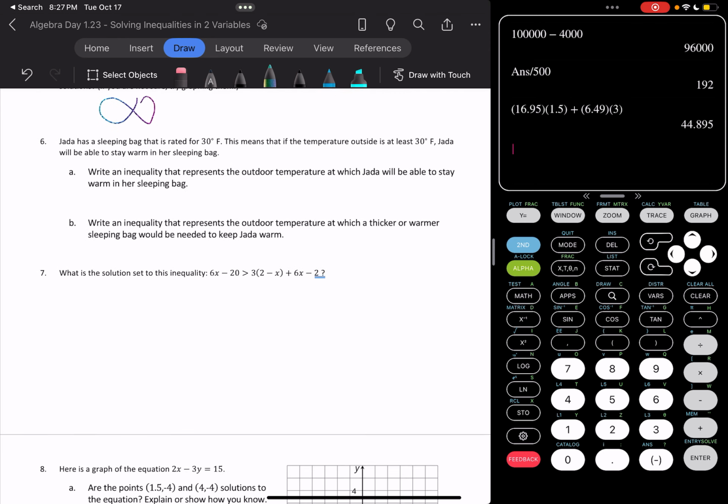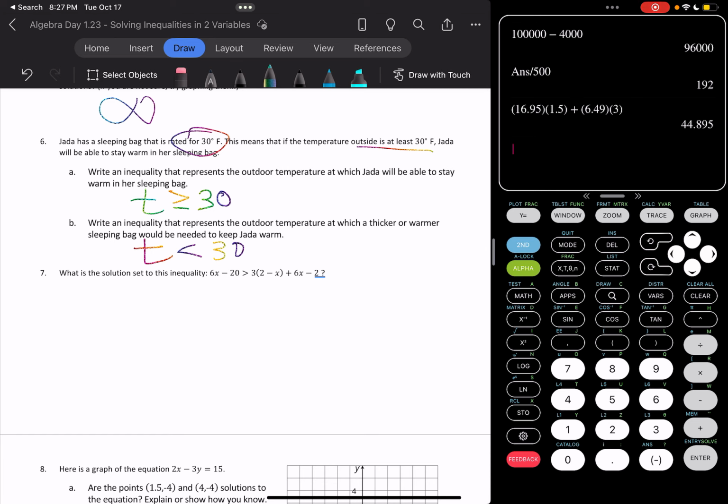All right, number 6. Jada has a sleeping bag rated for 30 degrees Fahrenheit. This means that if the temperature outside is at least 30 degrees Fahrenheit, she will be able to stay warm in her sleeping bag. Write an inequality that represents the outdoor temperature at which Jada will be able to stay warm. So temperature has to be greater than or equal to 30 degrees. Write an inequality that represents the outdoor temperature at which a thicker or warmer sleeping bag would be needed to keep Jada warm. So if T is less than 30, she would need a different sleeping bag.